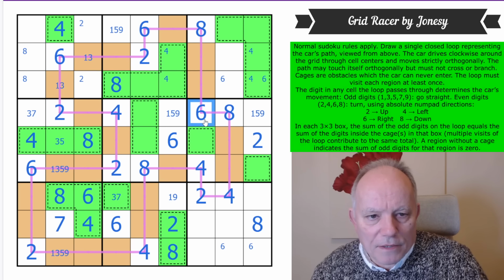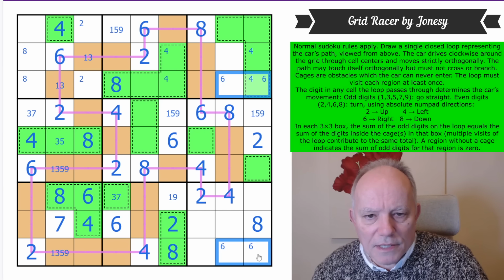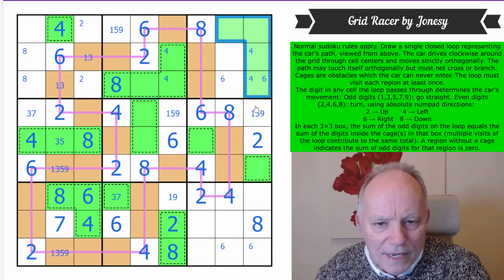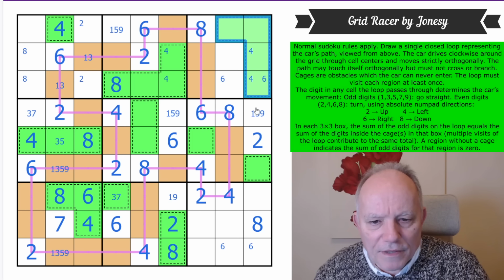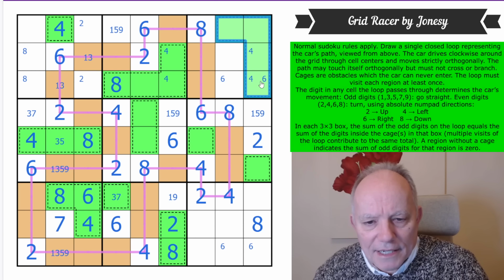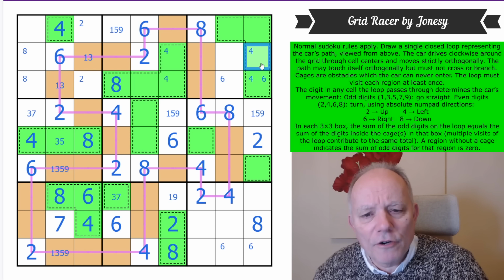Okay, how about 6s? We're left with 6s. I think it could all come down to box 3, but let me just ponder this a little further. But this cage doesn't have an 8 in it. It does have a 4. It has one other even digit, which could be a 6 if that was 6 and that was 4.